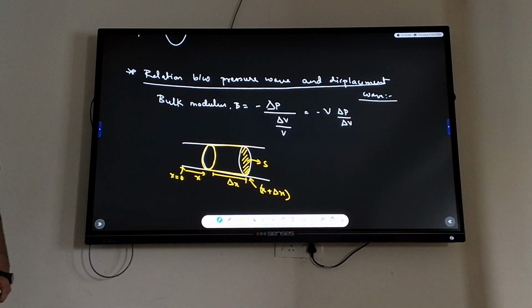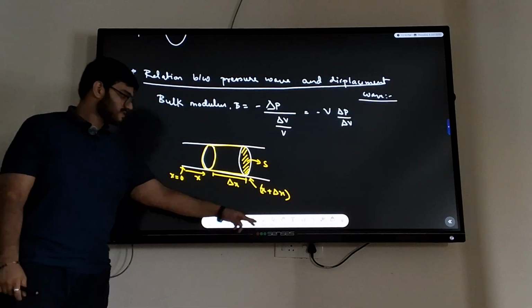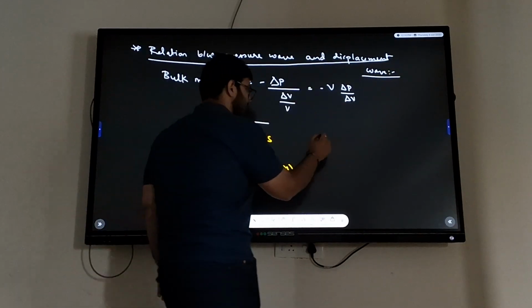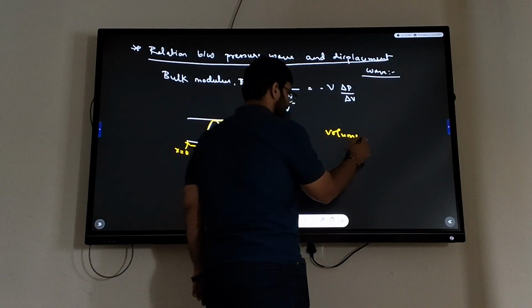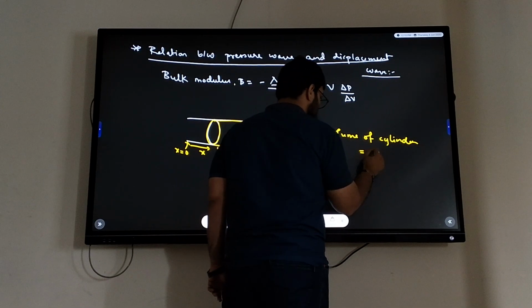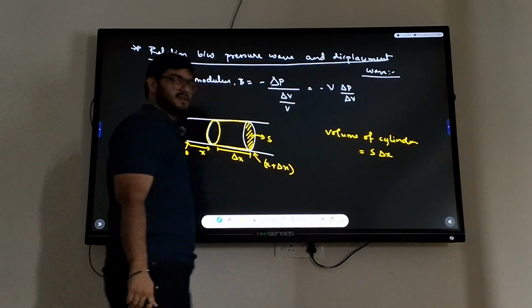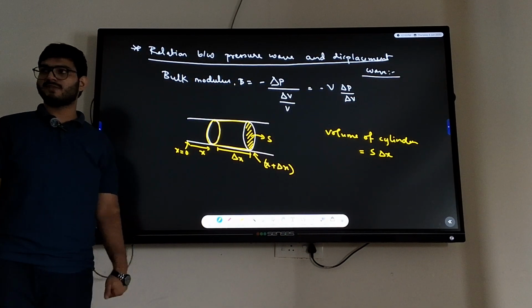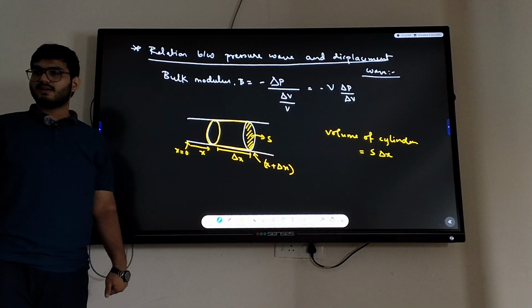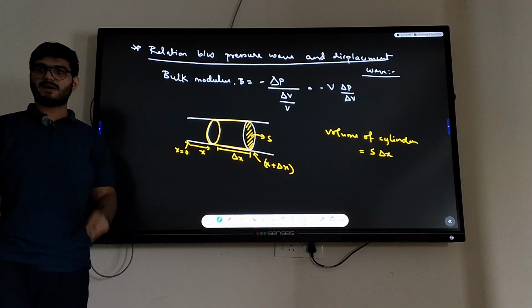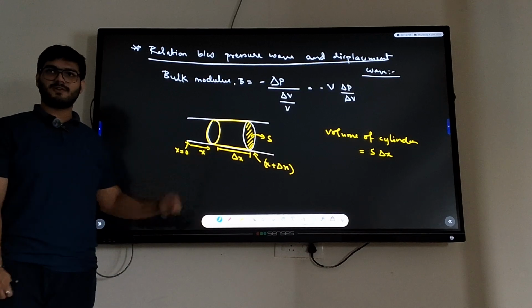Okay? What is the volume of this cylinder? Volume of cylinder is what? S into delta x, right? Does it make sense? S into delta x. That will be the volume of the cylinder. Okay? I have not done anything. It's just a medium with a bunch of particles, and I am considering some volume.